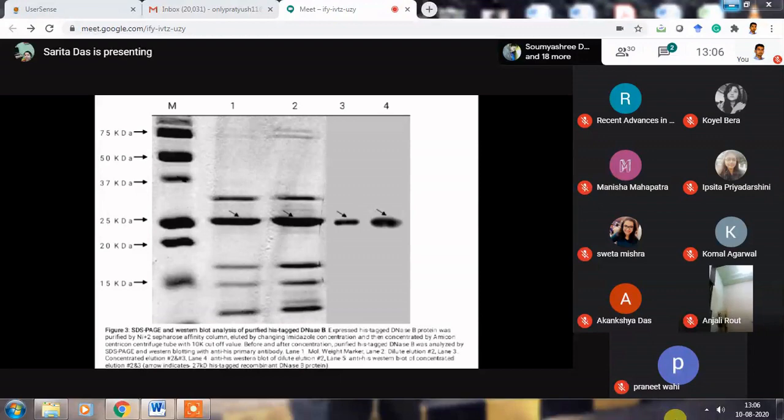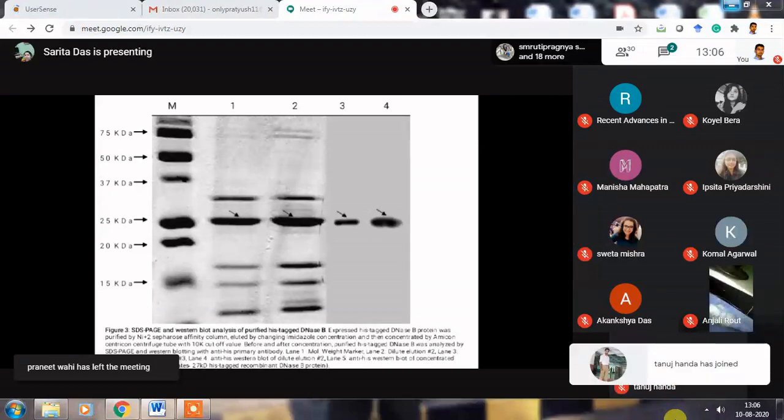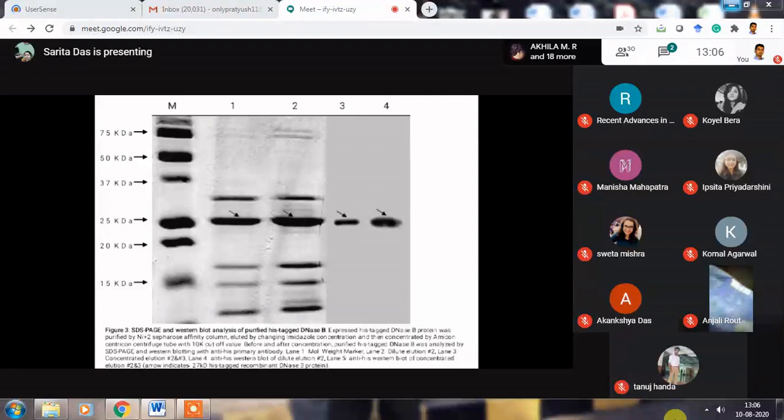Once it is transferred, the membrane is blocked with 5% skim milk, and then the primary antibody against anti-His is added. Rabbit anti-His primary antibody is used, incubated and washed, and then the second antibody, goat anti-rabbit secondary antibody, is used, which was conjugated with HRP, horseradish peroxidase. Then DAB is used as the substrate, and it is exposed to X-ray film in the dark room and developed.